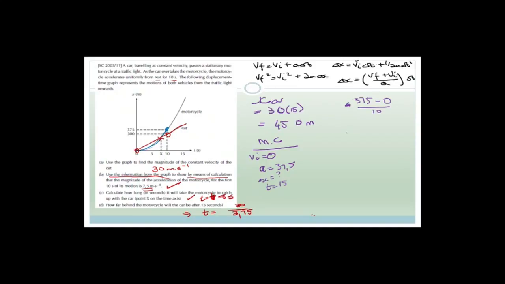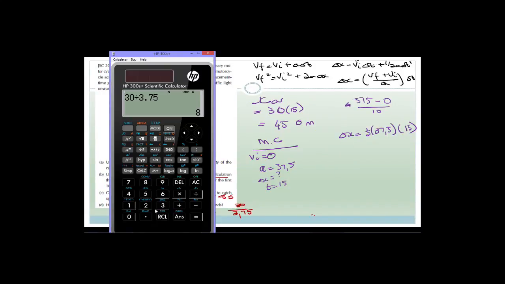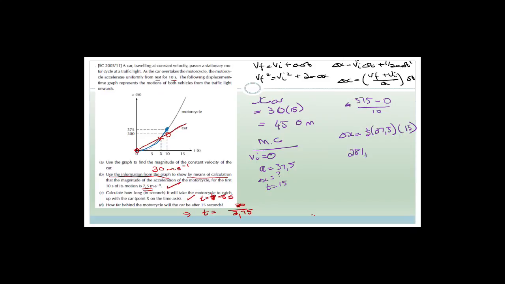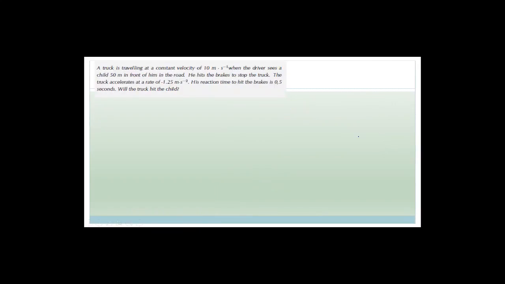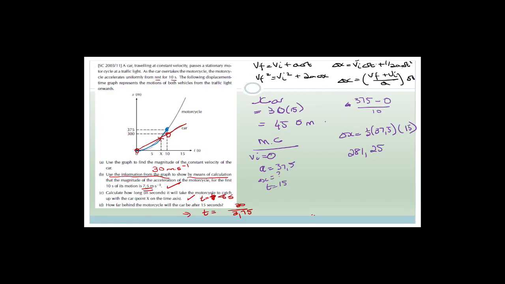So therefore we can say that delta X is equal to a half times 37.5 times 15, okay? So if we do that, let's try again, 0.5 times 37.5 times 15 equals 281.25 meters. So the motorcyclist will only have traveled 281.25 meters.